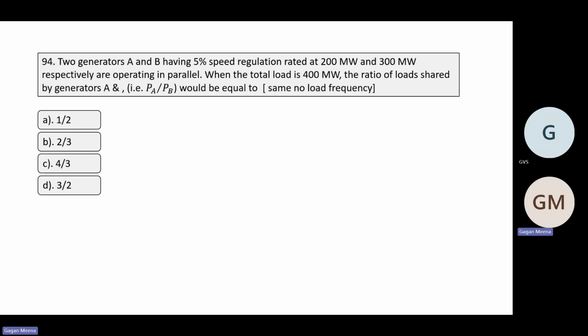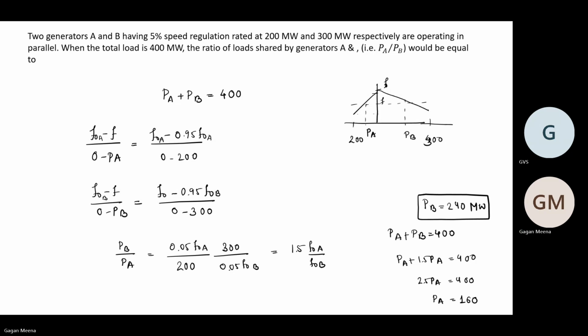Now, these two generators having 5% speed regulation rated at 200 and 300, and they want to satisfy total load of 400. We have to calculate PA by PB. We can use this. PA plus PB is 400, and we can write these two equations considering these similar triangles. These two triangles, one is this and one is this triangle, for each of the generators.